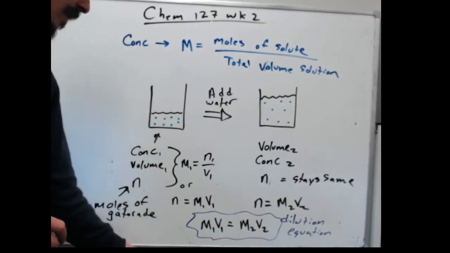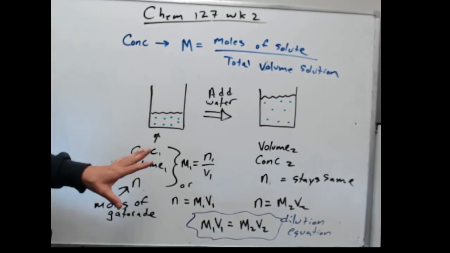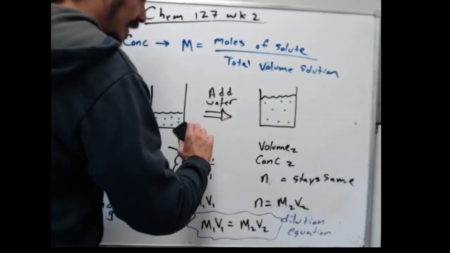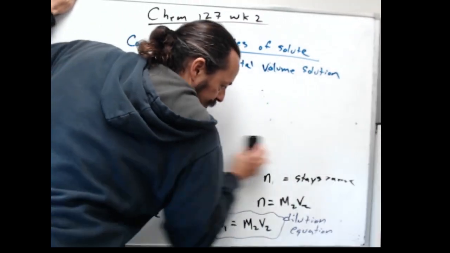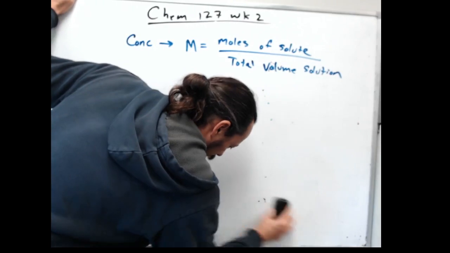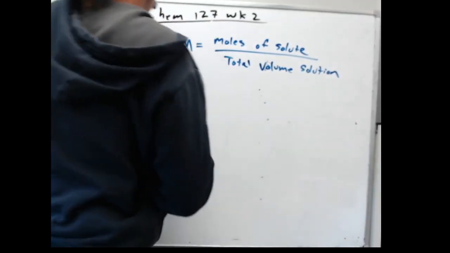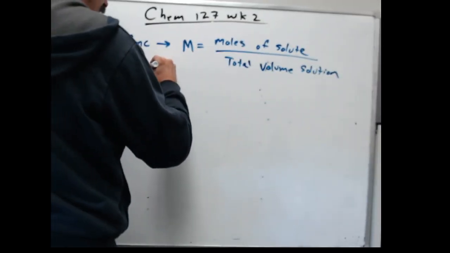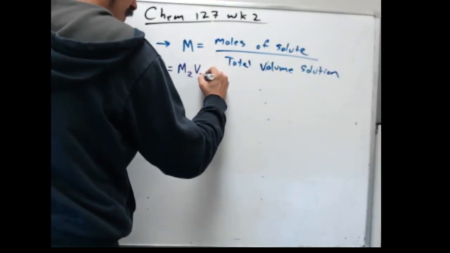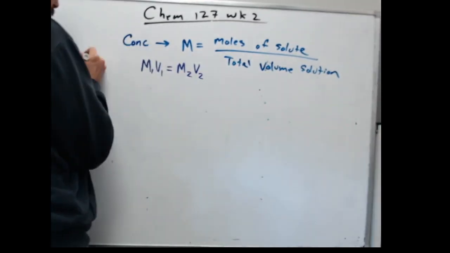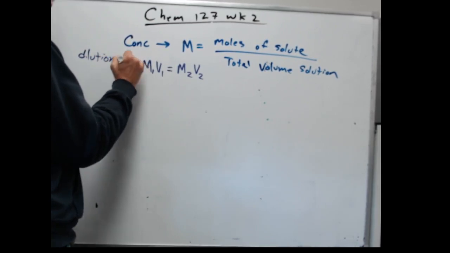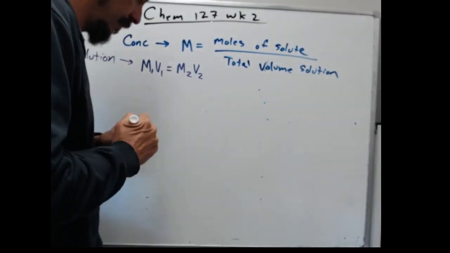Okay, I'm going to erase a bunch of this. I'm going to move this equation up here. So this is the conceptual thinking of what's going on. And now we've got our dilution equation, M1 V1 equals M2 V2. That is our way of thinking about dilution.